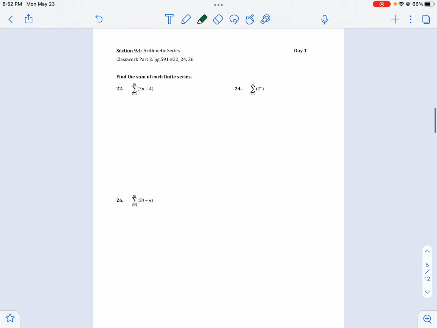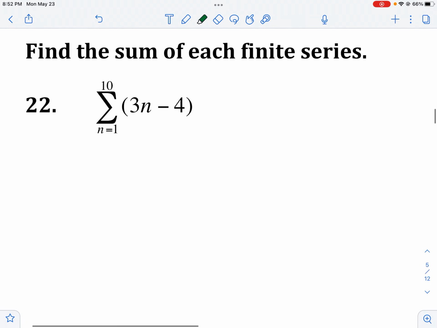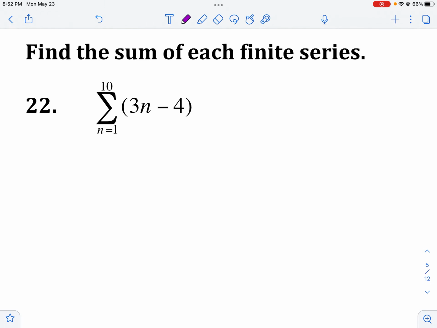This is the document that my students will be using on Tuesday. Let's look at this one right here. Find the sum of each finite series. Finite simply means we know that it stops at some point. And in this particular one, it starts at 1 and it goes 10 terms long.